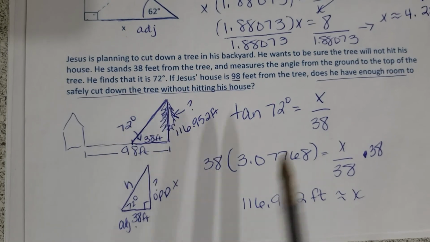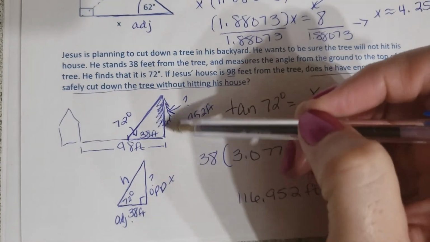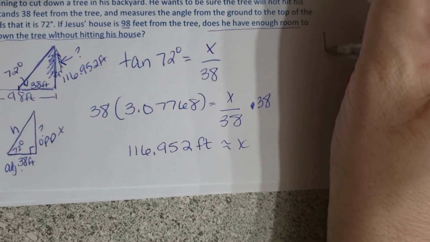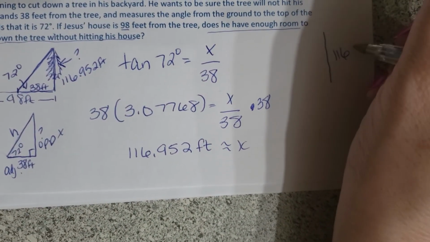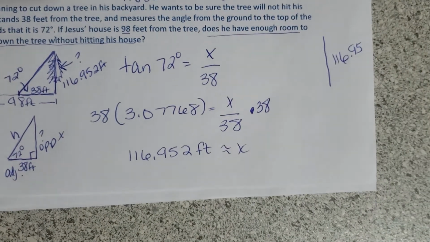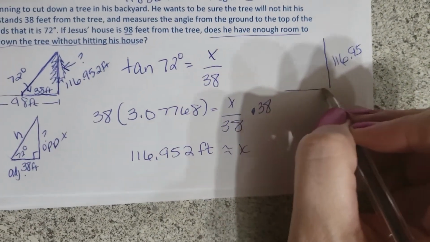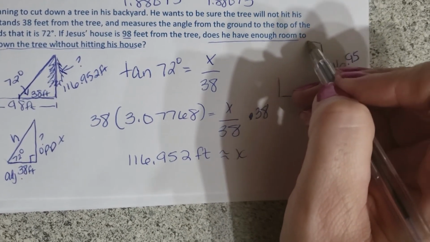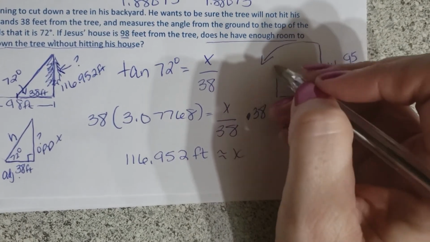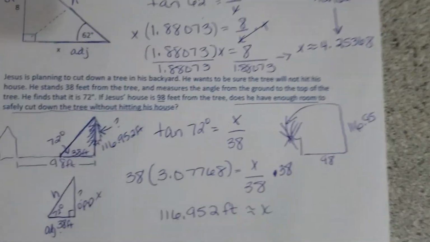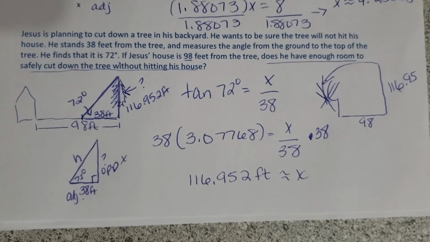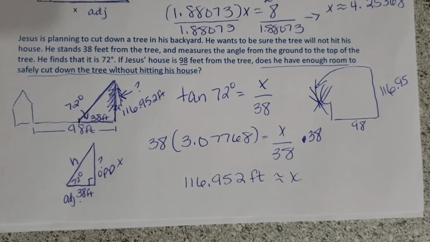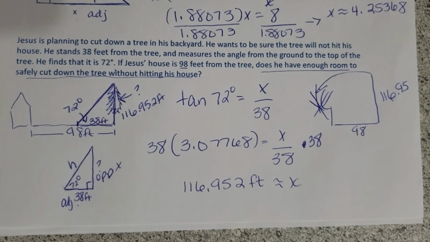So, unfortunately, this tree is 116 feet tall, almost 117 feet tall, and his house is only 98 feet away. So if this tree were to come crashing down, it would crash down and kill Jesus's house. So he should probably not cut that tree down himself. He should maybe hire some professionals to come and cut it down in pieces.